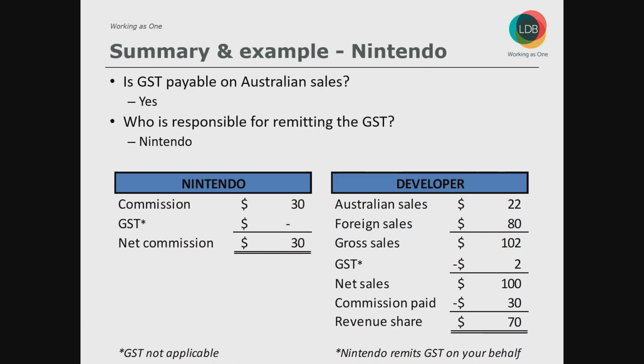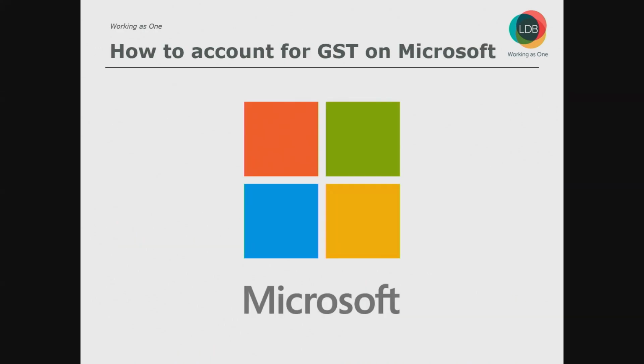Technically speaking, in the developer's accounting records, they need to be including $100 of gross sales, less $2 of GST, less a 30% commission fee, which gets them the amount they receive. So practically and technically, things look a little bit different from what's happening.